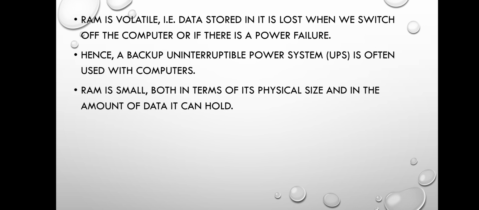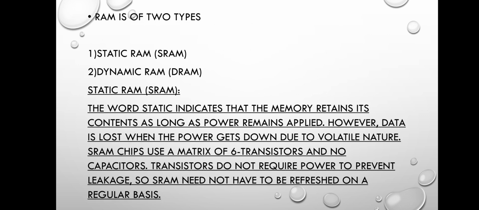RAM is volatile. Data stored in it is lost when we switch off the computer or if there is a power failure. Hence, a backup uninterruptible power system is often used with computers. RAM is small, both in terms of physical size and in the amount of data it can hold. RAM is of two types: static RAM (SRAM) and dynamic RAM (DRAM).